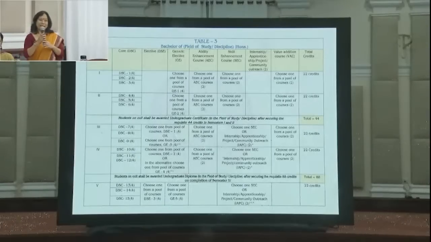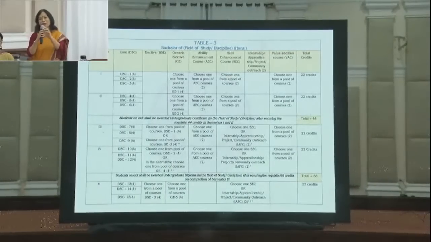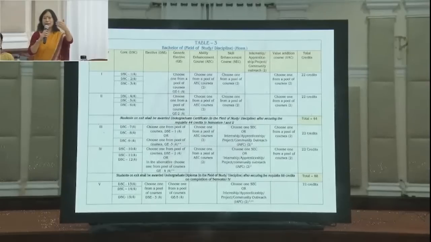See, whenever we are talking about generic elective, it should be something different from the one which has been opted as a core. So if you have two disciplines as a core, GE will be something different. So you have, say, chemistry, physics and mathematics as the core disciplines in a BSc program in physical sciences. You have maths, physics and chemistry, right? So your GE will be something different from maths, physics and chemistry. Right? I hope it's clear.